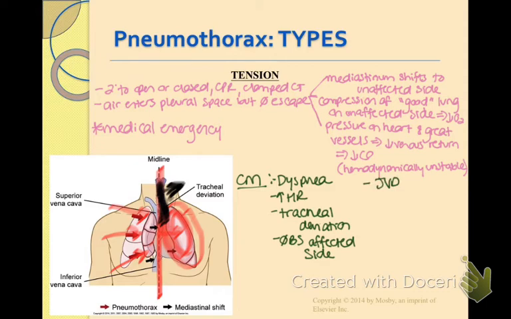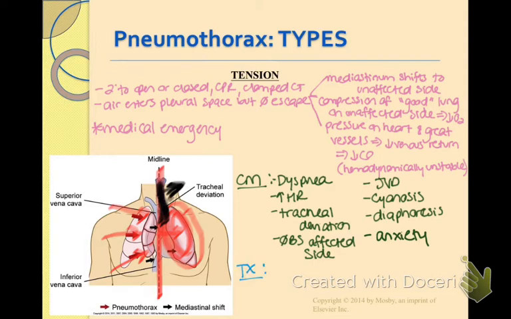They can get JVD, jugular vein distension, cyanosis. They can be diaphoretic. They're anxious, right? Because think about it. Their cardiac output's low. They're not feeling well. They're having a hard time breathing.